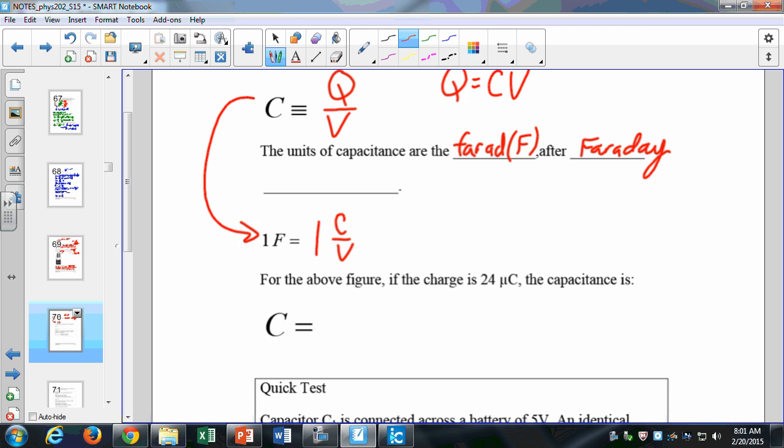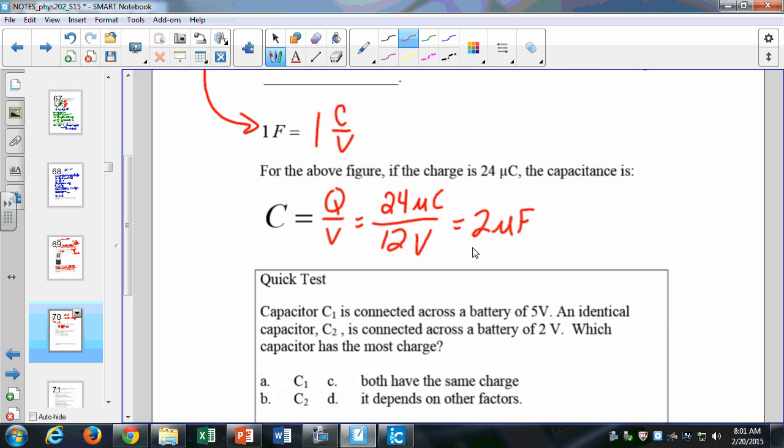And so for the previous figure, if the charge was 24 microcoulombs, for example, we had C as Q over V. If that capacitor had 24 microcoulombs, the battery was providing 12 volts, so that means the capacitance would be 2 microfarads. So a really simple way to calculate, like I said, the math isn't very difficult, simple algebra. But we'll use this relationship a lot, this whole Q equals CV. We'll use it for circuits, and then we'll also use it just for basic capacitor work.